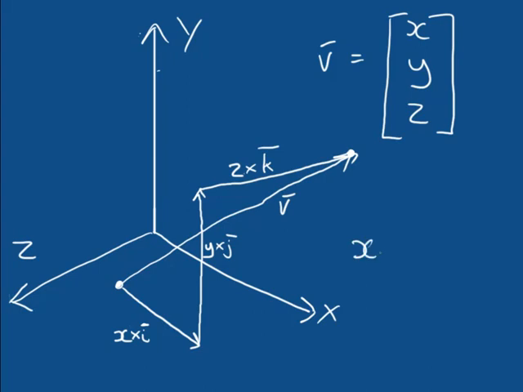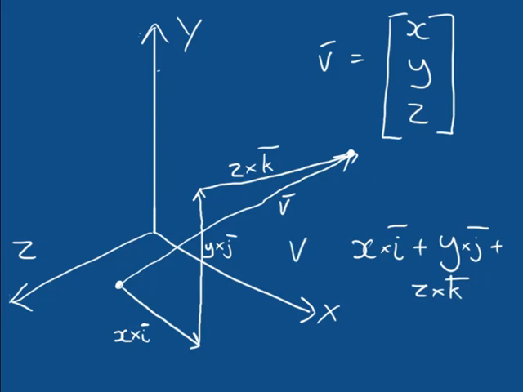So we have x multiplied by i, and then we add to that y multiplied by j. And once we've got to the end of there, we then need to travel down z multiplied by k. So we need to add to that z multiplied by k. And we know this is equal to our vector v. We start at the same point, we end at the same point, therefore they're equal.